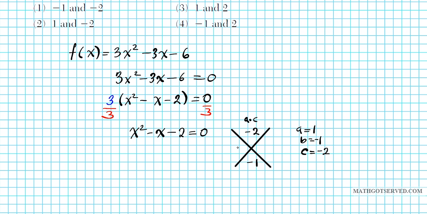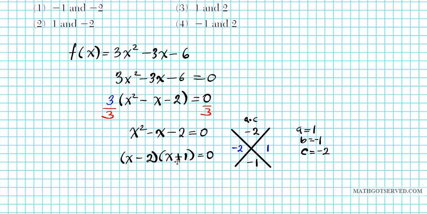The two values are -2 and 1. So -2 times 1 is -2, -2 plus 1 is -1. Okay, so our factored form will be x minus 2 times x plus 1. Now, does this mean that our zeros are -2 and +1, as indicated in option number 2?